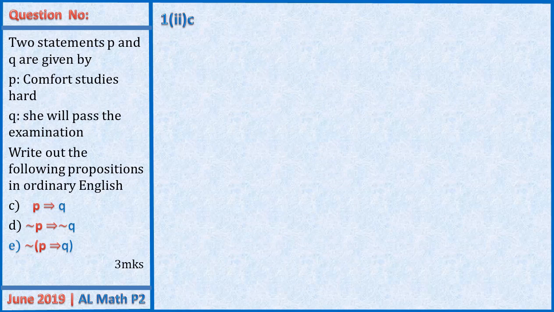This brings us to the c part of the question, which states that two statements P and Q are given by P.